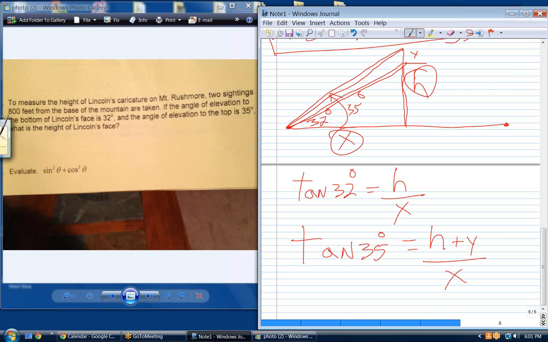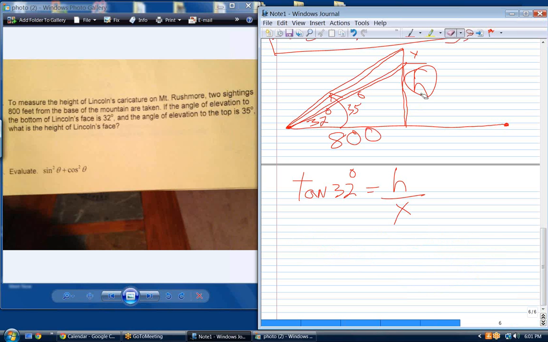I completely forgot one measurement here. Oh, the 800 feet? 800 feet from the base of the mountain. So I don't even need the bottom equation. H over 800. So H is equal to 800 times the tan of 32 degrees. Let's just leave it like that.